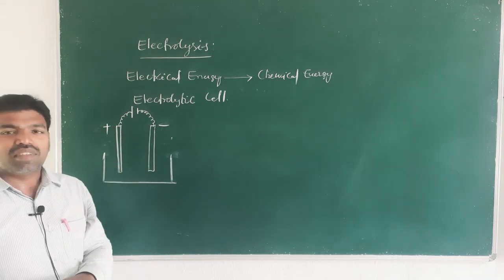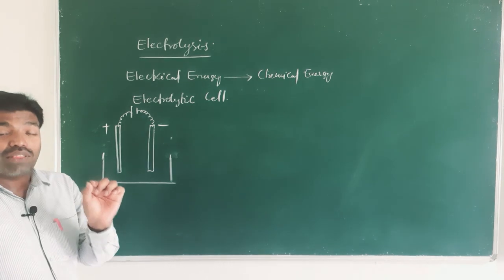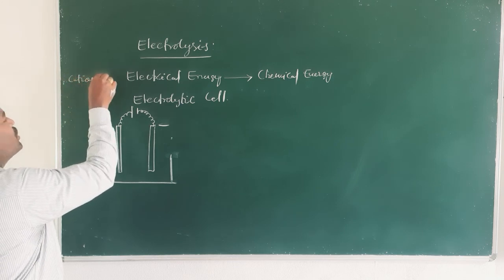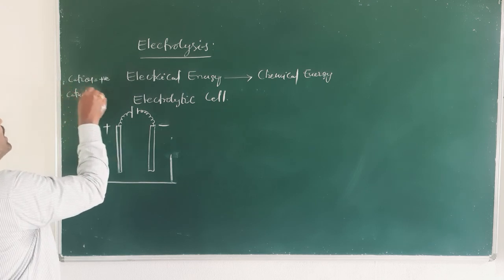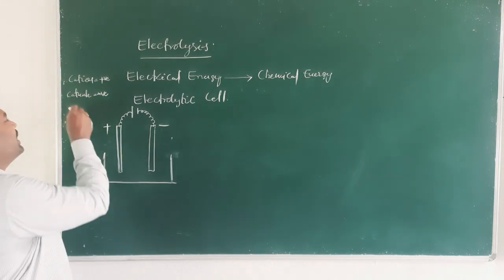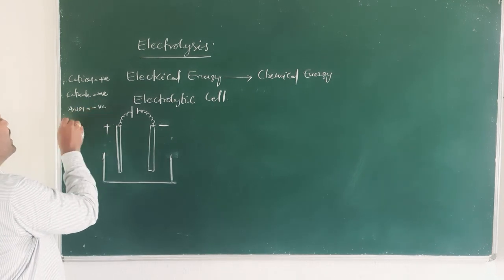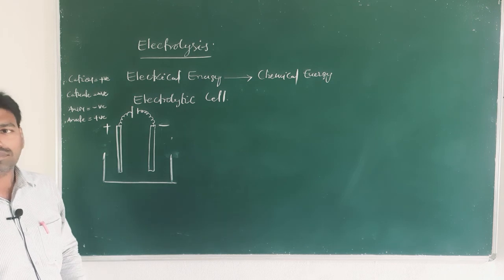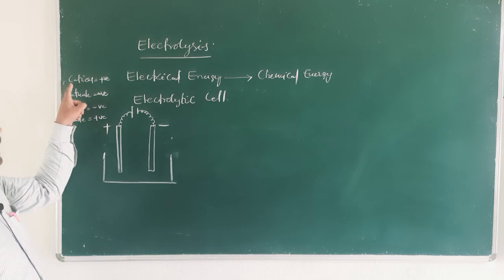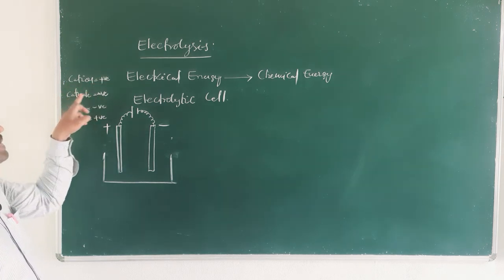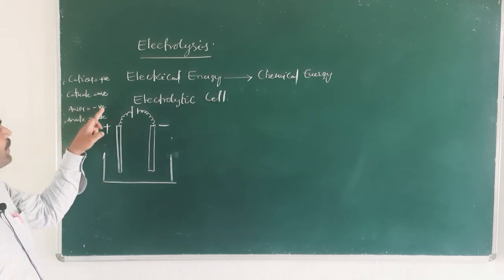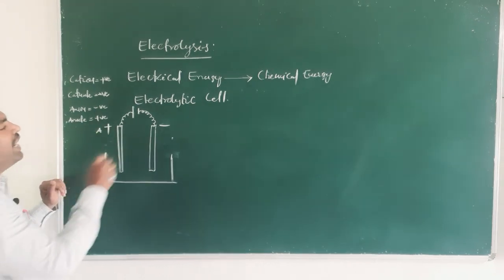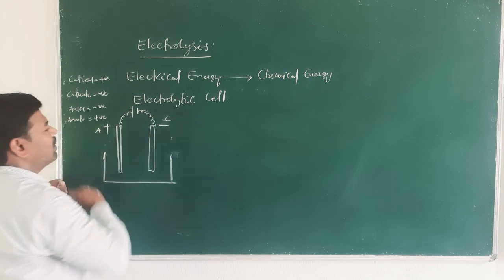So cathode is... sorry, cation means positive, okay, no need to confuse. Cation is a positive ion and cathode is the negative electrode, right? Anion is a negative ion and anode is positive, okay. So cation is a positive ion and cathode is a negative electrode. Anion is a negative ion and anode is a positive electrode. So here the anode is the positive electrode and the cathode is the negative electrode, okay.